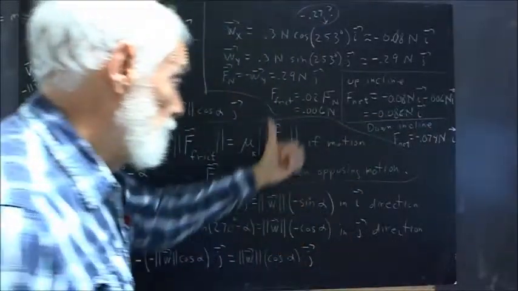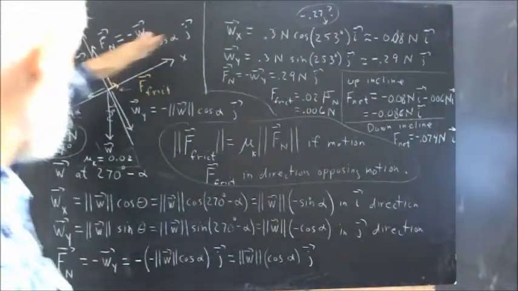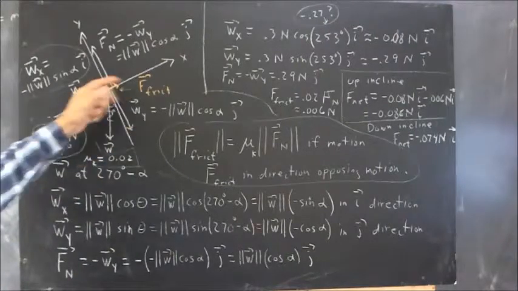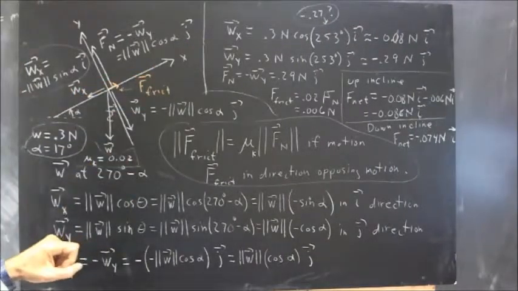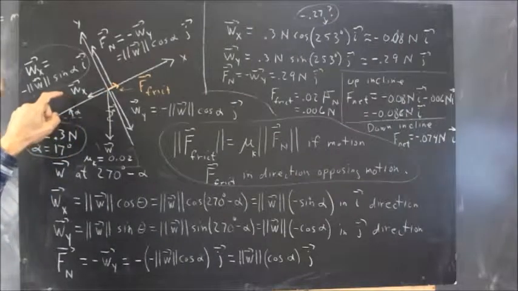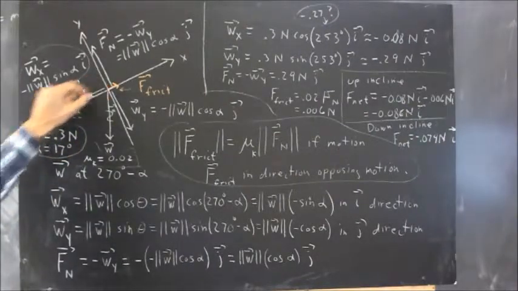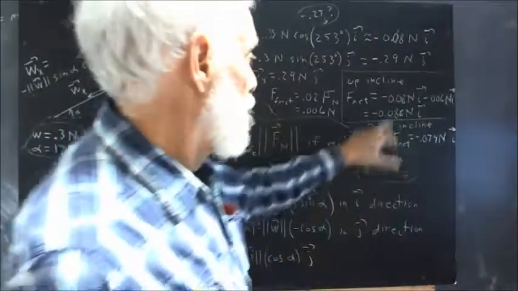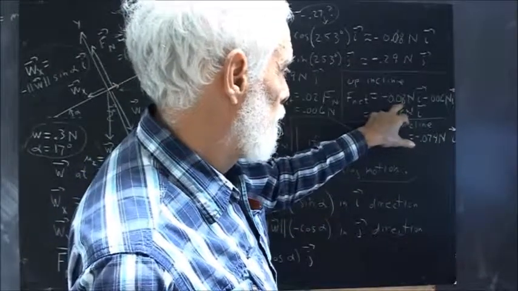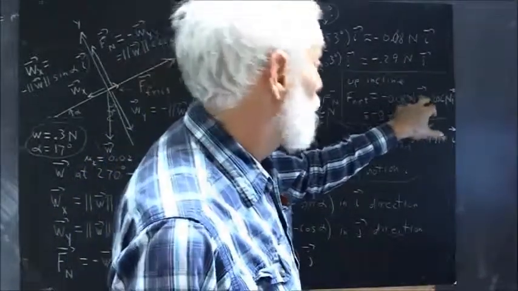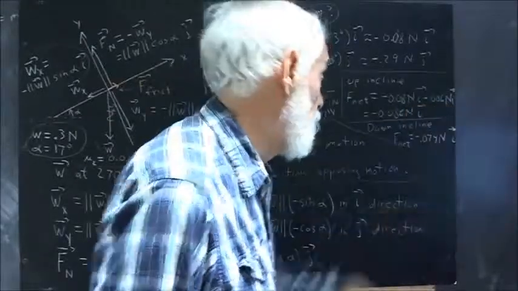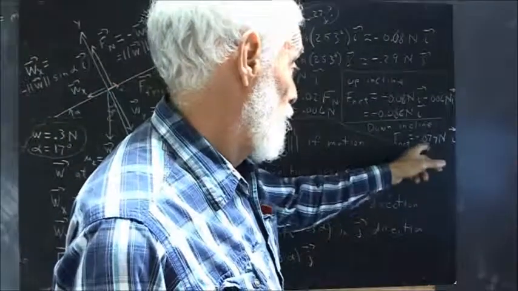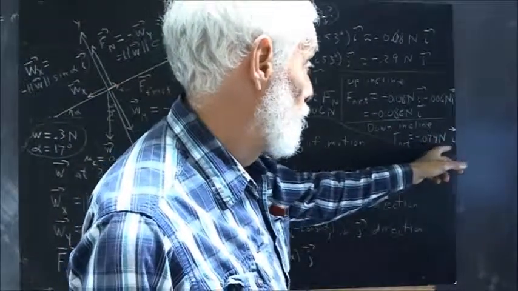Whereas if the cart happens to be moving, or the car happens to be moving down the incline this way, then this picture has all the right directions. The force of friction will be in the positive x direction. The x component of the weight, the component parallel to the incline, will be in the negative x direction. I haven't written out all the details, but it'll be negative 0.08 newtons times I plus the 0.006 newtons times I. Again, because the frictional force is now in the positive x direction. And when we add that up, we get negative 0.074 newtons times I.